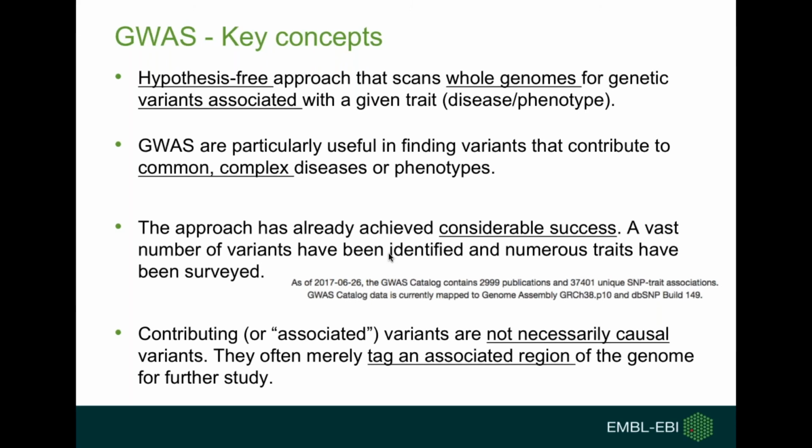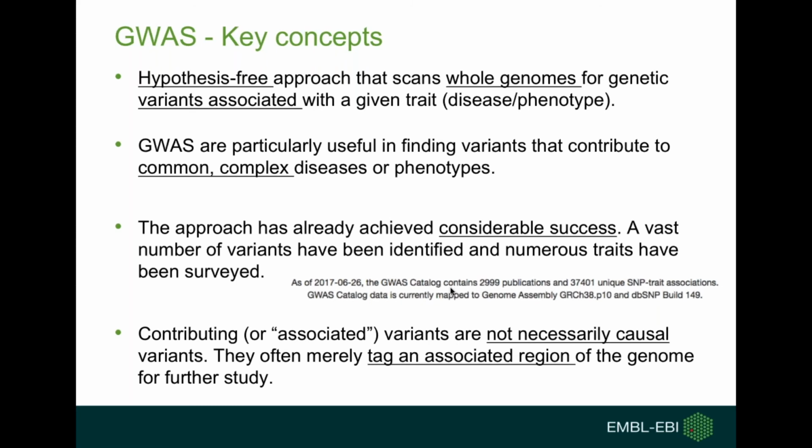Now, this approach has already achieved considerable success. A vast number of variants have been identified, and many traits have already been surveyed. In fact, I hope you can see right below here where I've presented the most recent stats from the GWAS catalog, from the release that we did this week, that the catalog already contains about 3,000 publications and more than 37,000 unique SNP trait associations. So definitely the GWAS approach has been successful.